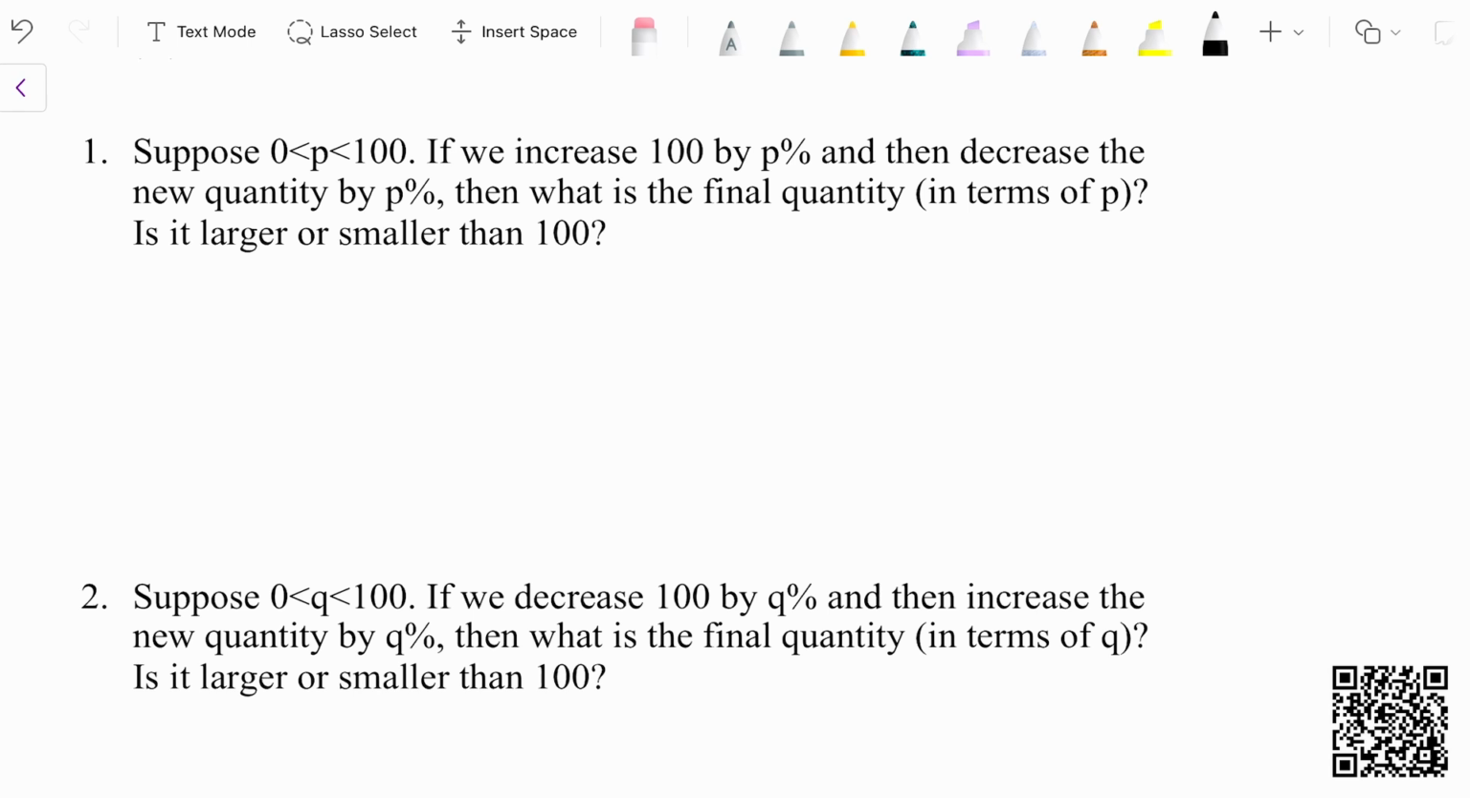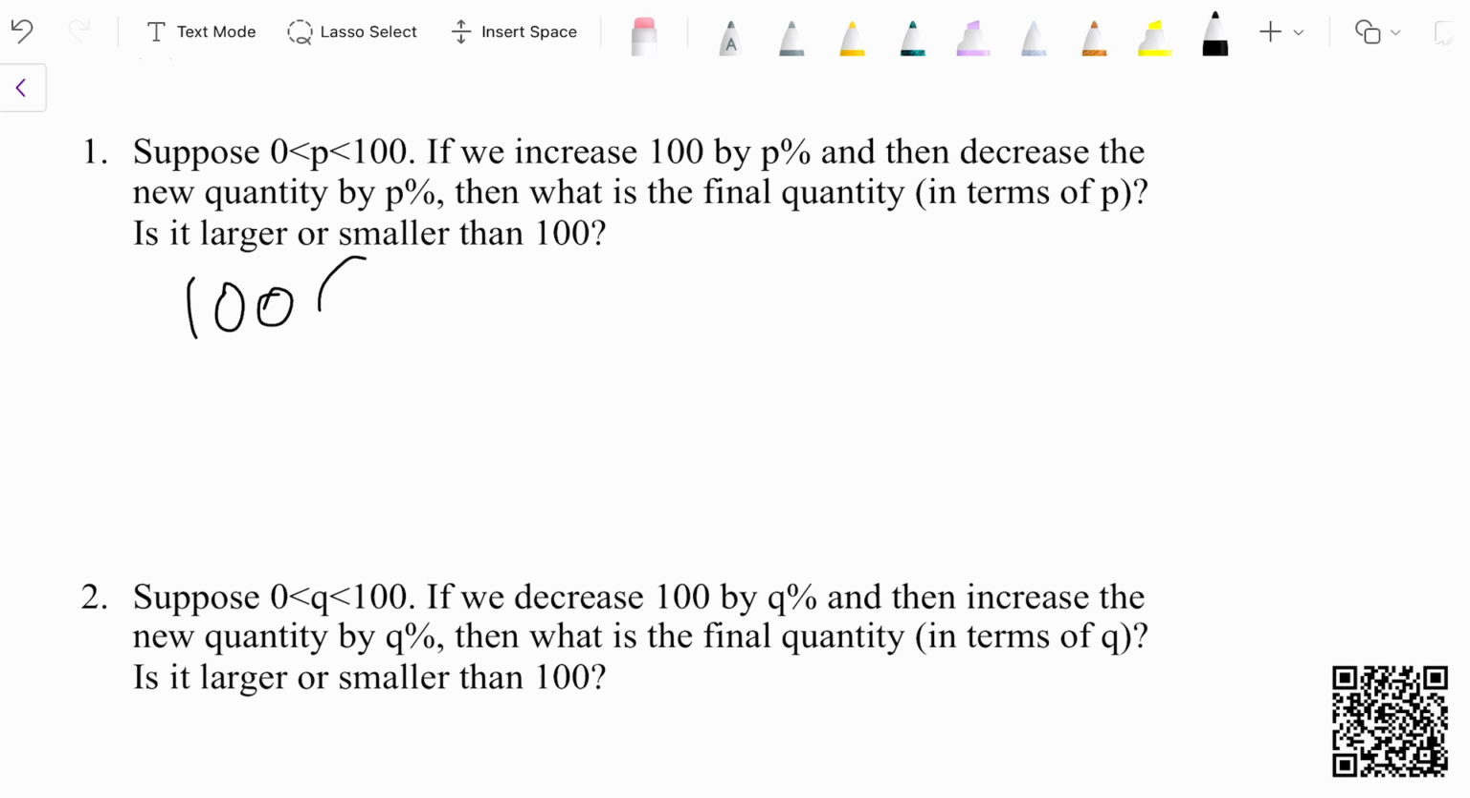Today's first question is, suppose 0 is less than p, which is less than 100. If we increase 100 by p% and then decrease the new quantity by p%, then what is the final quantity in terms of p? Is it larger or smaller than 100? So this is very similar to the problems I've done in the past. If we just have p now instead of a number.